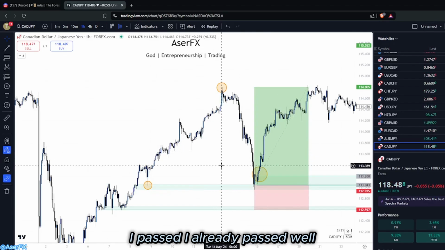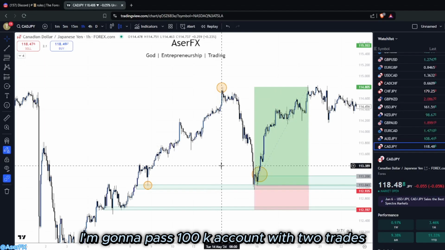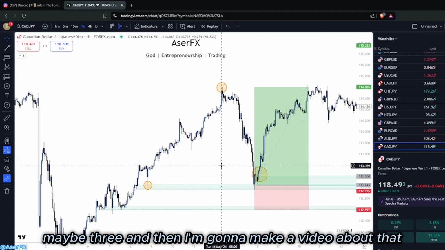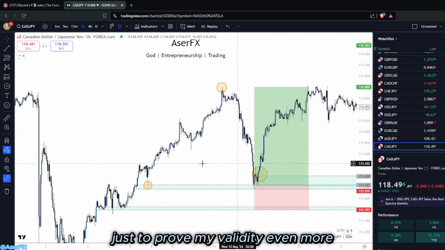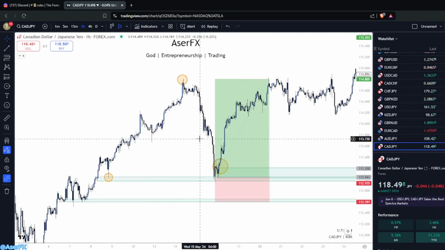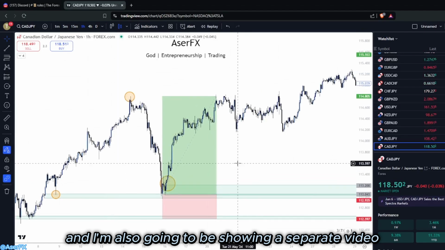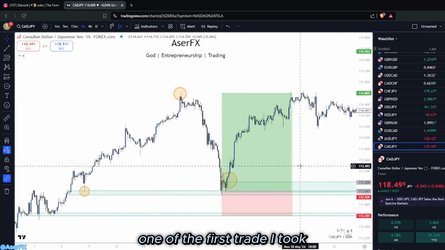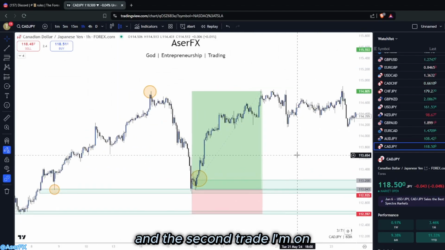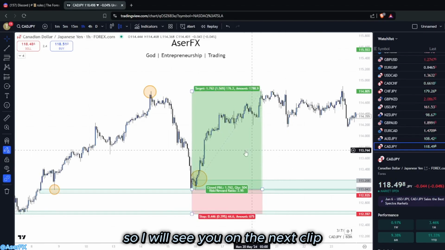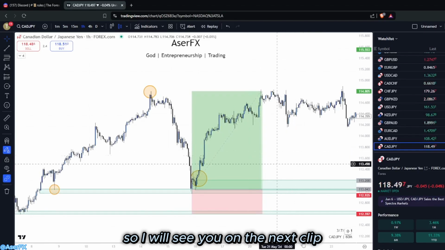I'm going to pass the 100K account with 2 trades, maybe 3, and then I'm going to make a video about that just to prove my validity even more. And I'm also going to be showing a separate video literally right after this one of the first trade I took and the second trade I'm on. So I will see you on the next clip.